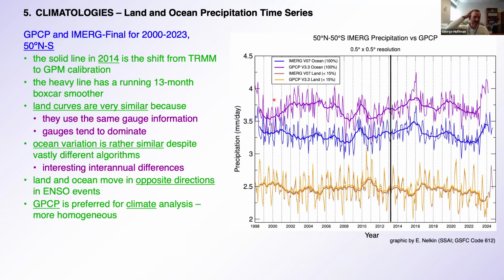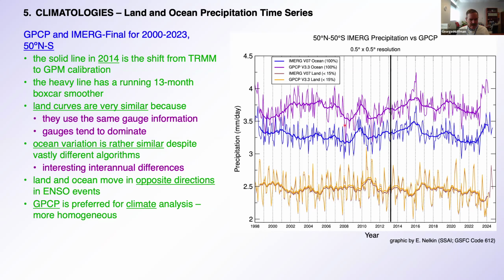So here's a comparison of GPCP and IMERG final. Pay no attention to the blue labeling. This actually does the newer one that goes back to 1998. What you see is that in general, very different algorithms from IMERG and GPCP give you a pretty consistent picture. There is an offset. GPCP version 3.3 is somewhat higher. We sort of believe this to be correct, but there's still a topic of discussion.